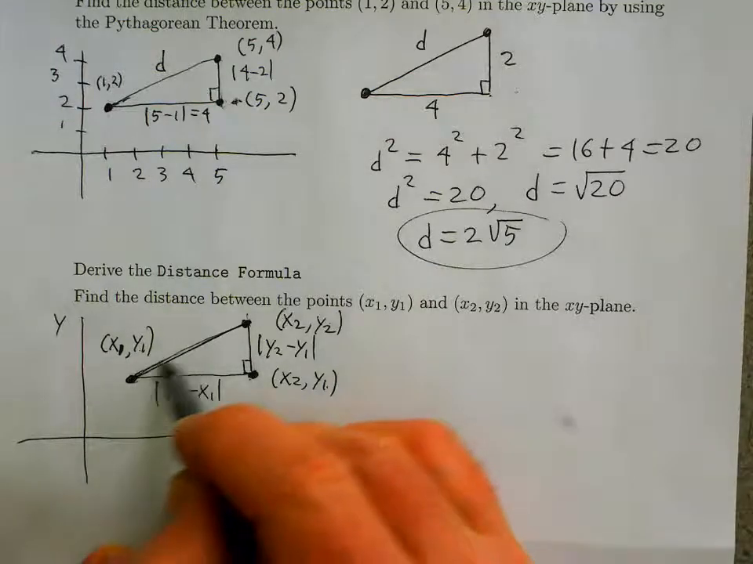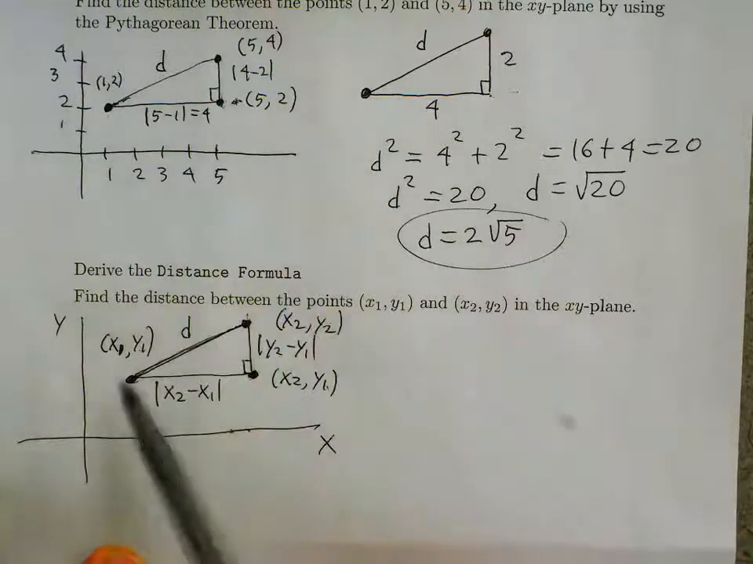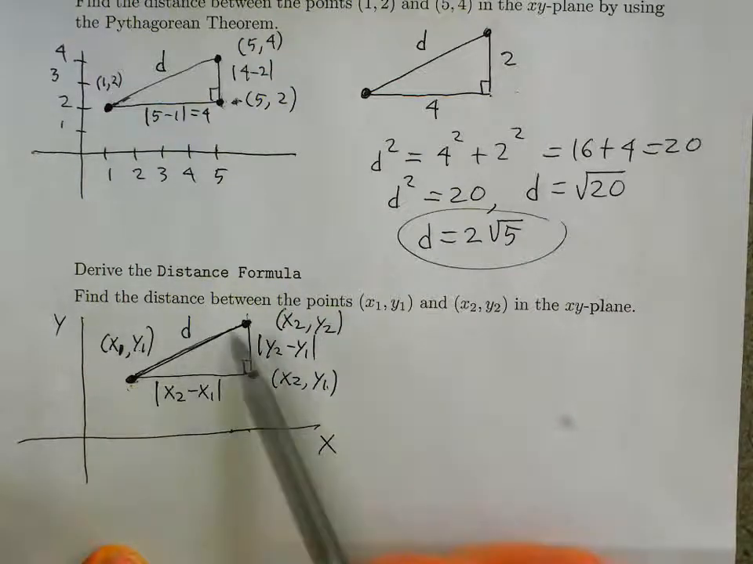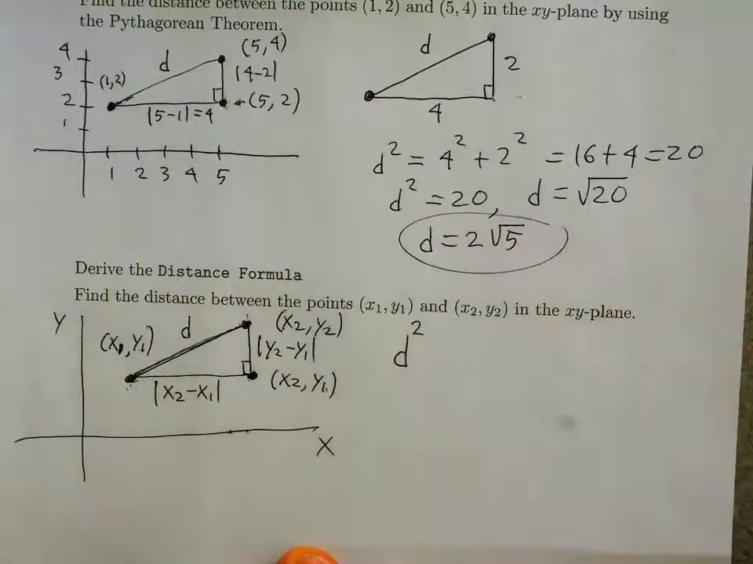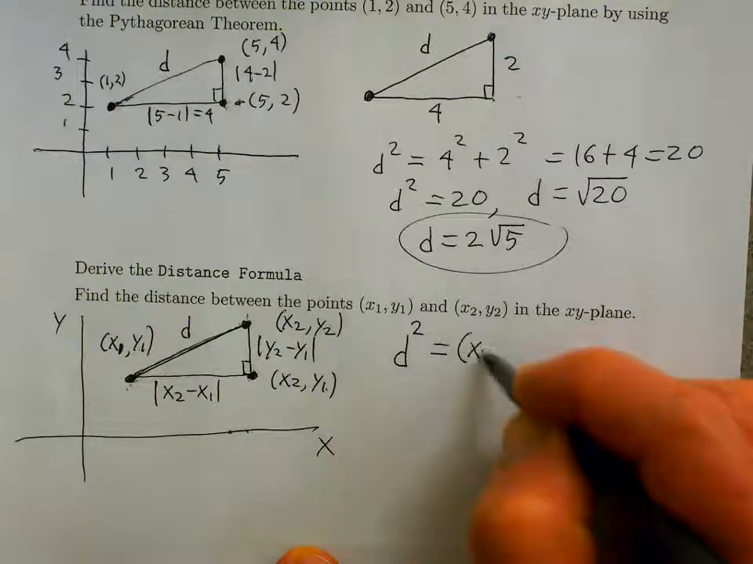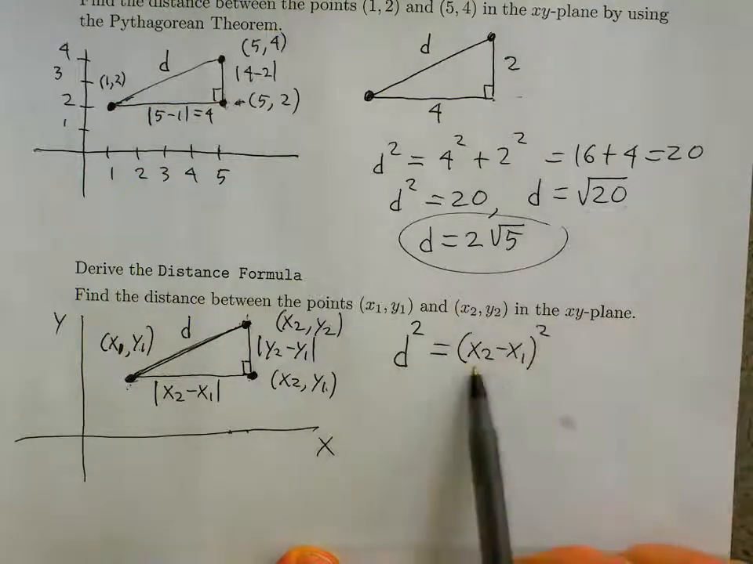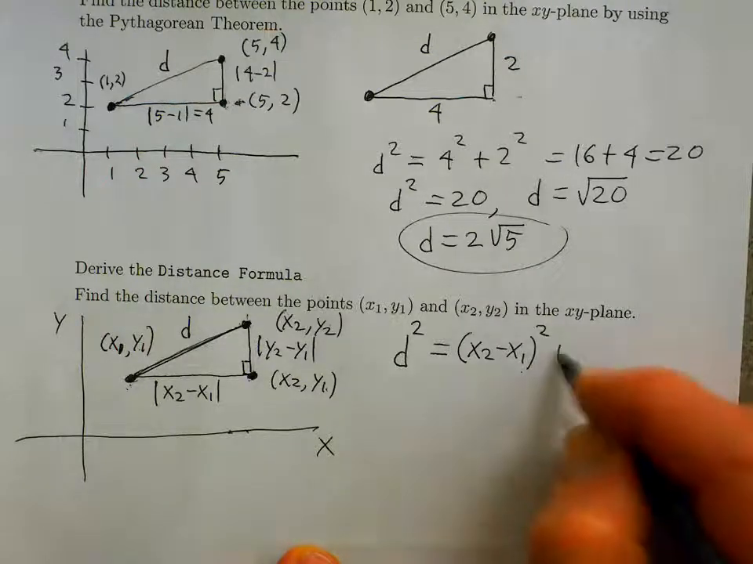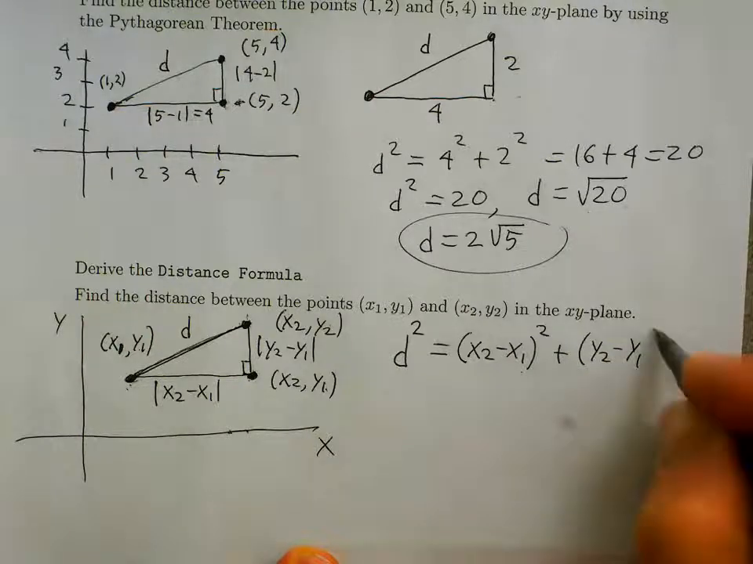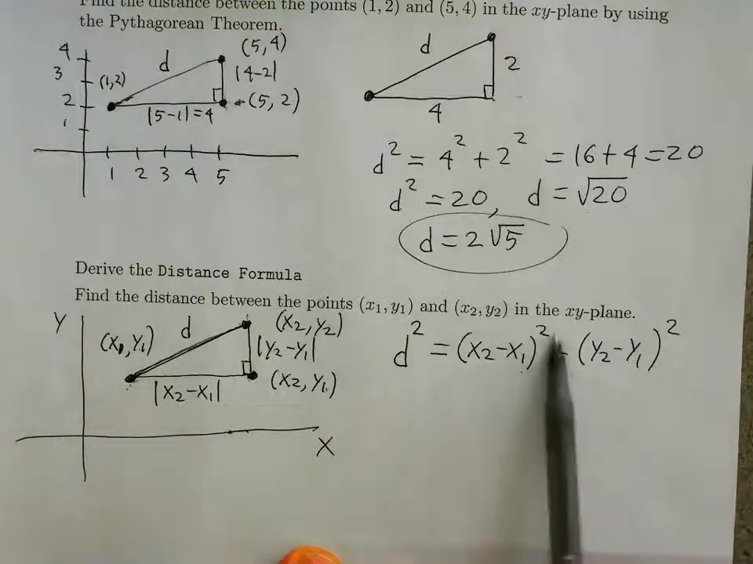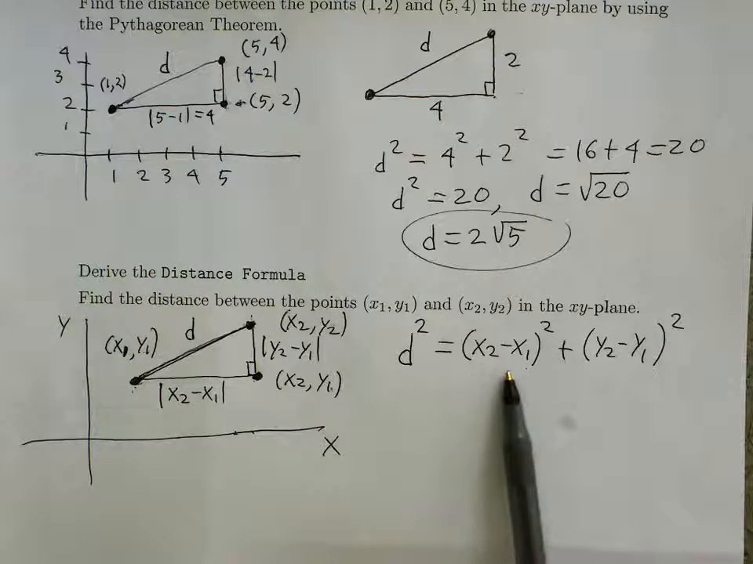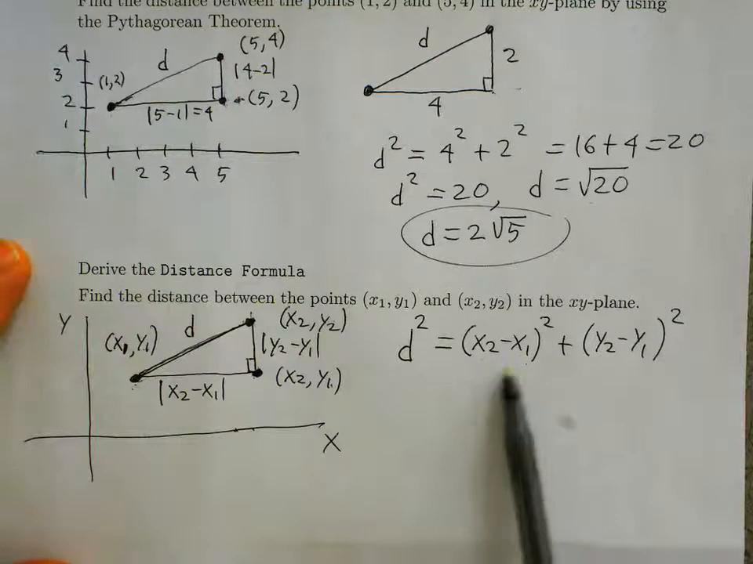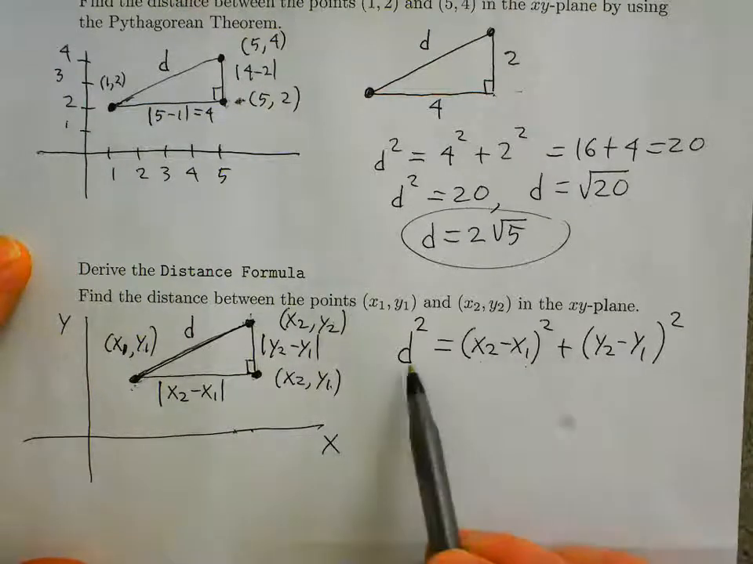And I'll label the length of the hypotenuse as d. d represents the distance between the points x1, y1 and x2, y2. So we use the Pythagorean theorem: d squared is equal to the sum of the squares of the lengths of the two legs. So x2 minus x1 quantity squared plus y2 minus y1 quantity squared. Since we're squaring, we no longer need the absolute value symbols. So we remove them because when we square a number, we will always get a number that is non-negative.